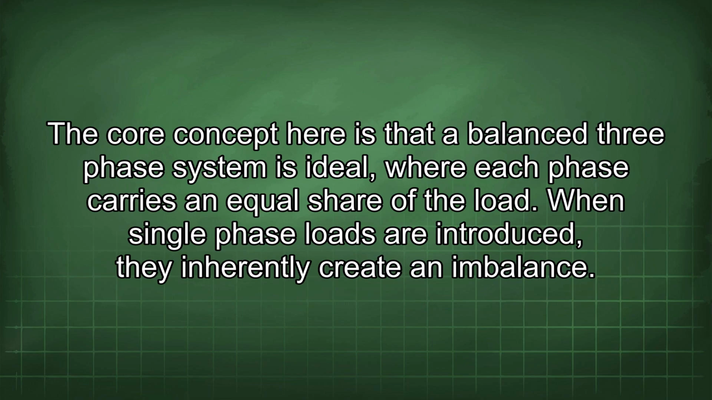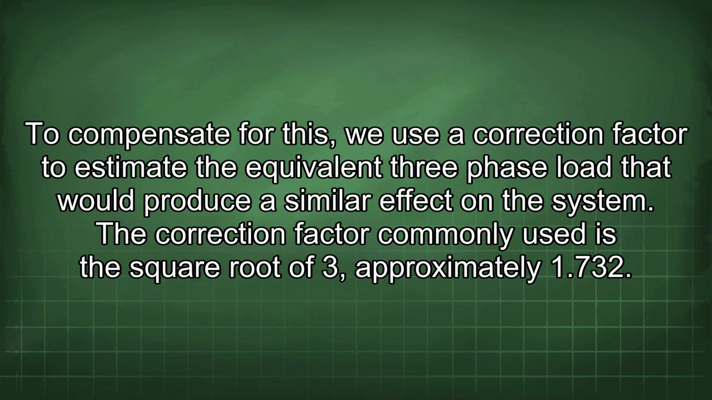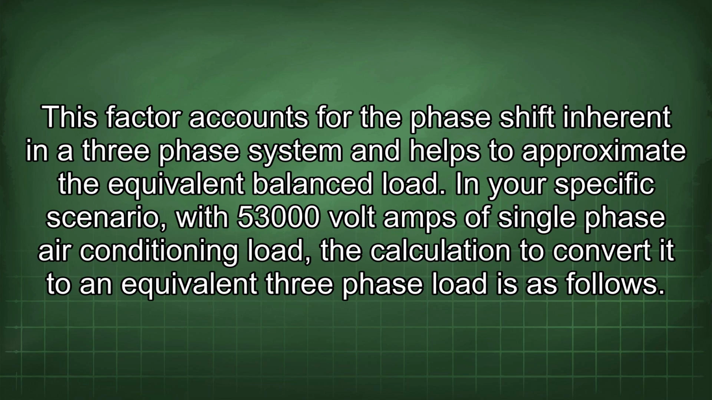The core concept here is that a balanced 3-phase system is ideal, where each phase carries an equal share of the load. When single-phase loads are introduced, they inherently create an imbalance. To compensate for this, we use a correction factor to estimate the equivalent 3-phase load that would produce a similar effect on the system. The correction factor commonly used is the square root of 3, approximately 1.732. This factor accounts for the phase shift inherent in a 3-phase system and helps to approximate the equivalent balanced load.